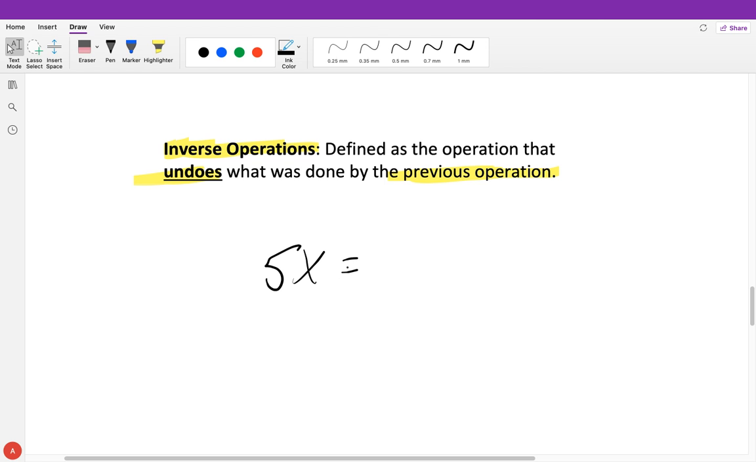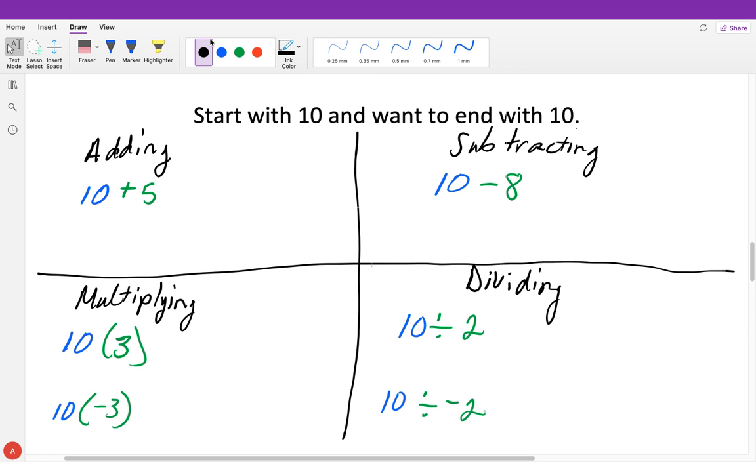So let's go ahead and show some examples of inverse operations so we can identify them a little bit more. So it's not just me talking about it, but showing you as well. We're going to start with just numbers and then translate this into variables in just a moment. Our goal is to start with the number 10 and end with the number 10. And I'm giving you 4 different operations.